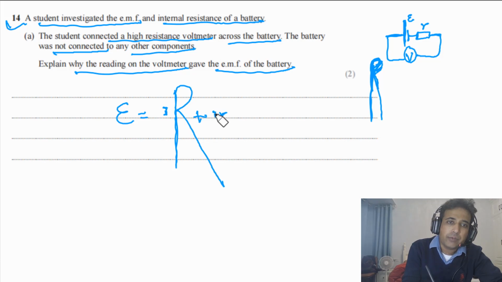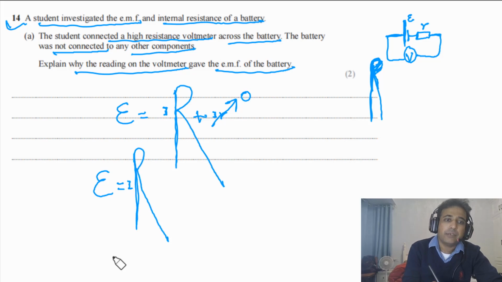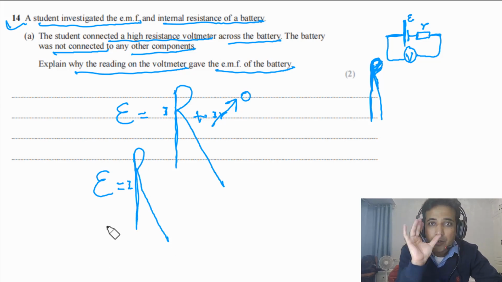This also will be very small, so this is almost negligible. So this is equal to 0. So it simply means that EMF is equal to I times R, and that is the reading on the voltmeter. So this is I times R. It means EMF is equal to the reading on the voltmeter, because in this case the current will be very small, negligible.